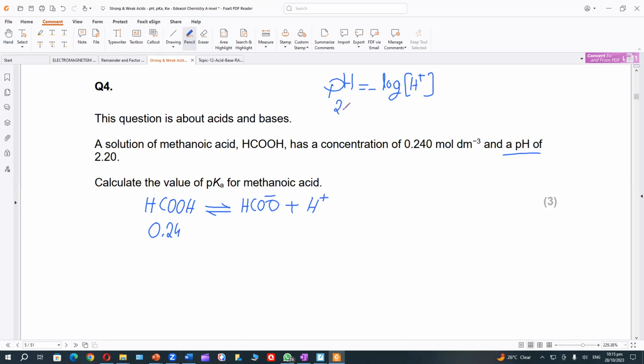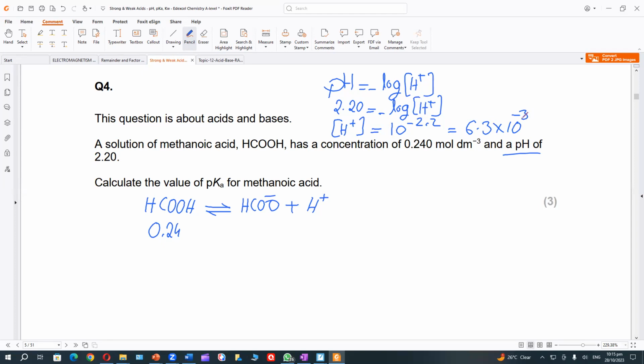Anyway, H plus, Ka. This is question 4, right? Yes. Okay, so the pH, you find 2.210 equals minus log. You divide 2.20. Wait, how do you do that? Minus log 10. You find H plus, and that equals 6.3 times 10 to the power of negative 3.